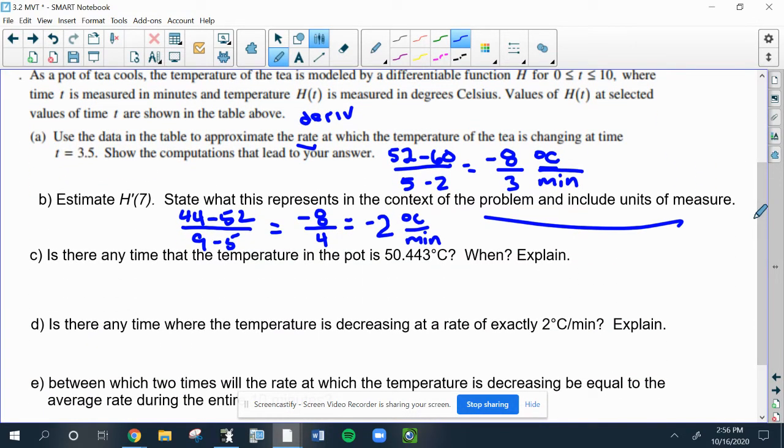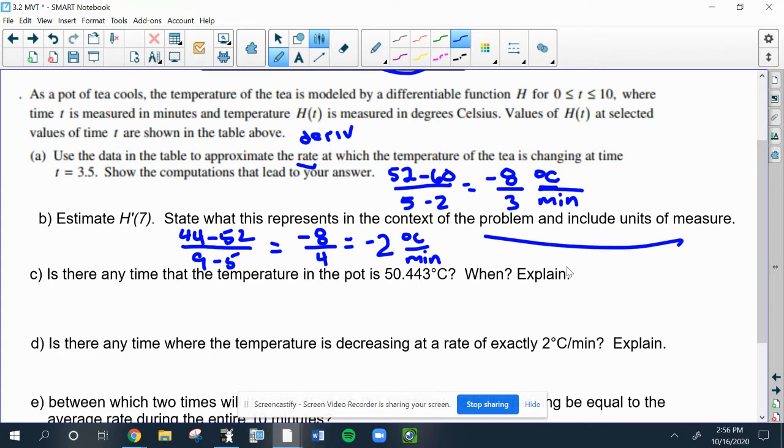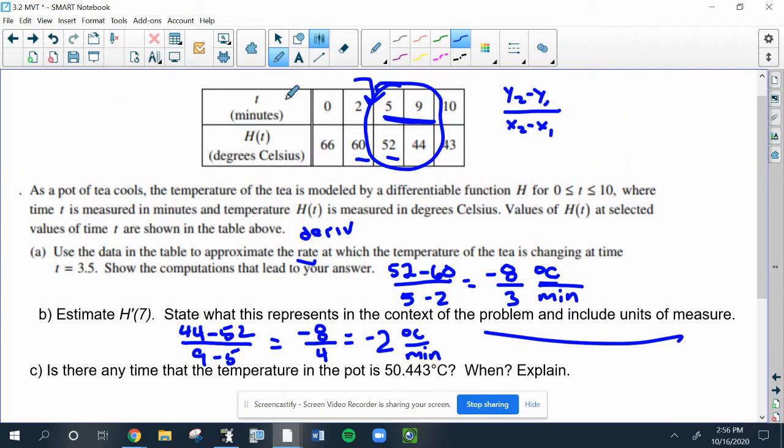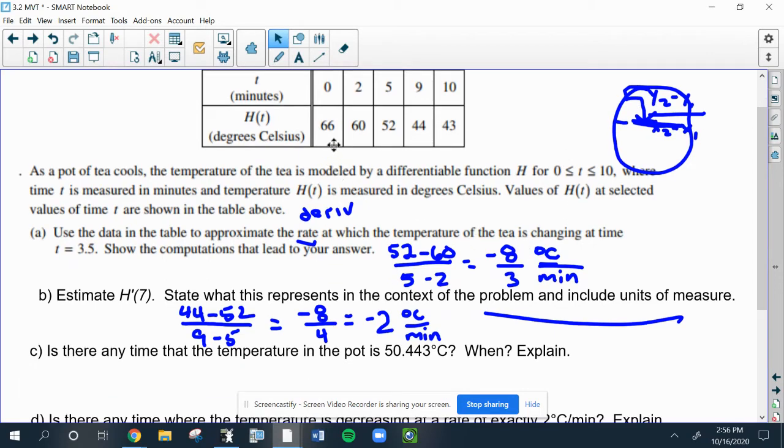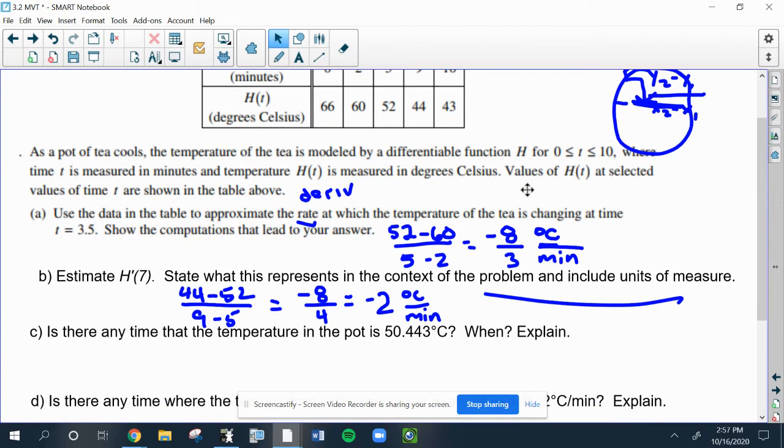Next question. Is there any time that the temperature in the pot is 50.443 degrees Celsius? Strange number, but we'll figure that out. That's a value. So without using calculus, if you just look at this table, you could ask probably a third grader this question. It goes from 66 to 60 to 52 to 44. Of course, it has to hit 50.443, you would think. And when? Well, somewhere in this area.